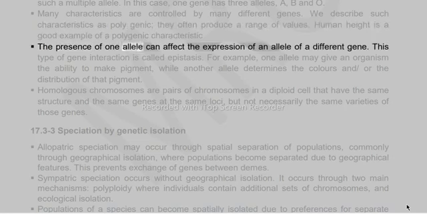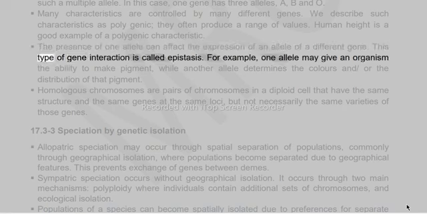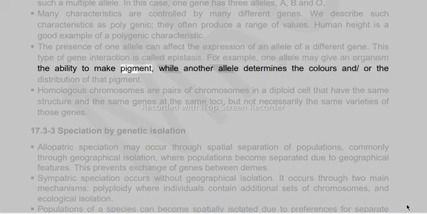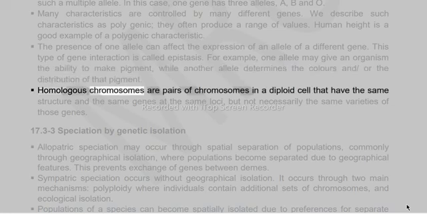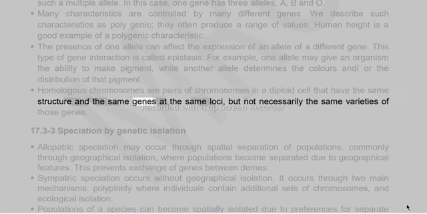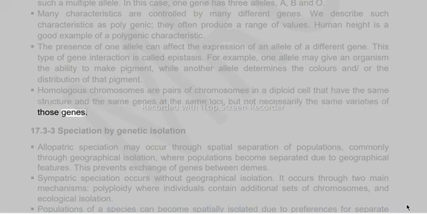The presence of one allele can affect the expression of an allele of a different gene. This type of gene interaction is called epistasis. For example, one allele may give an organism the ability to make pigment, while another allele determines the colors and/or the distribution of that pigment. Homologous chromosomes are pairs of chromosomes in a diploid cell that have the same structure and the same genes at the same loci, but not necessarily the same varieties of those genes.